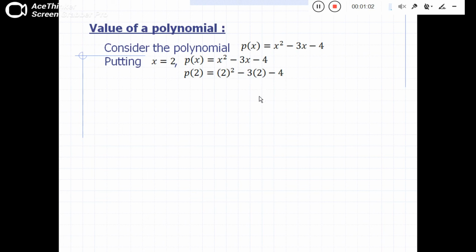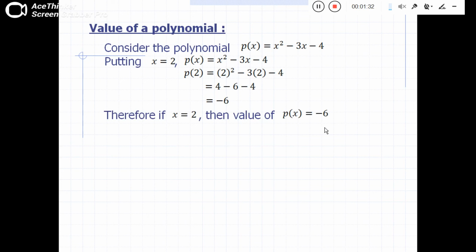So let us solve this. 2 square is 4, and 3 into 2 is 6, so 4 minus 6 minus 4. 4 minus 4 cancels and minus 6 is remaining. Therefore p of 2 is equal to minus 6. This is the value of this polynomial if x is equal to 2.